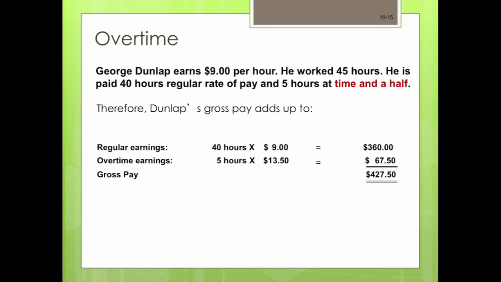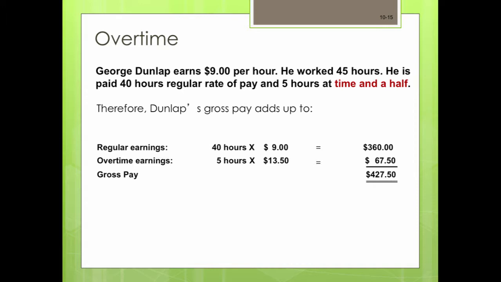Now, if overtime exists, remember overtime is anything over 40 hours per week, the employee will be paid at the rate of 1.5 times the normal hourly rate. So we have an example here. We have George Dunlap earns $9 per hour. He worked 45 hours that week. So he is going to get paid 40 hours at the regular rate of pay and 5 hours at the time and a half rate of pay.